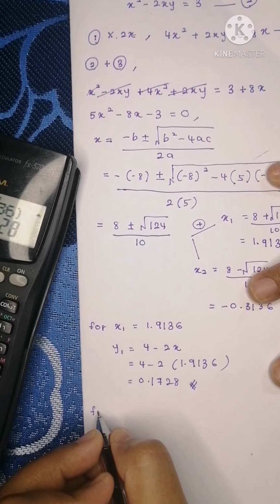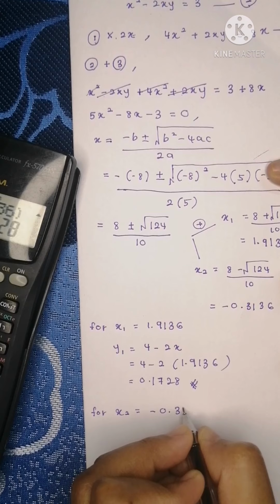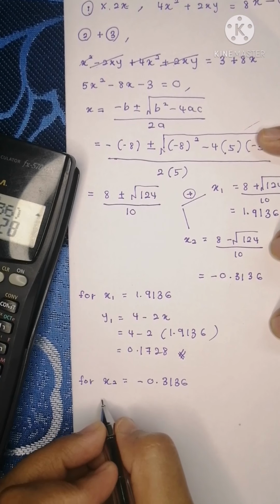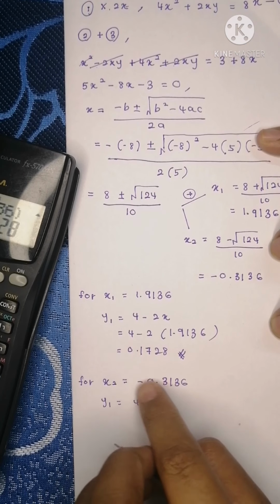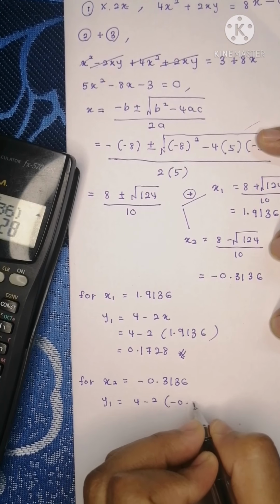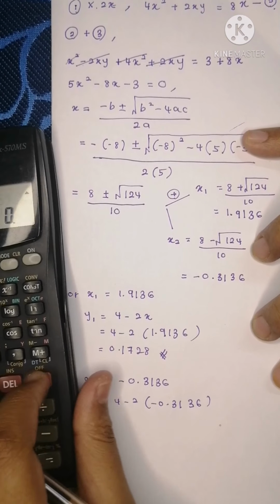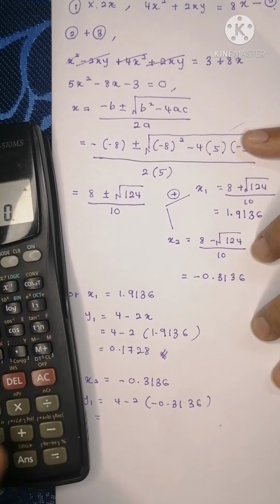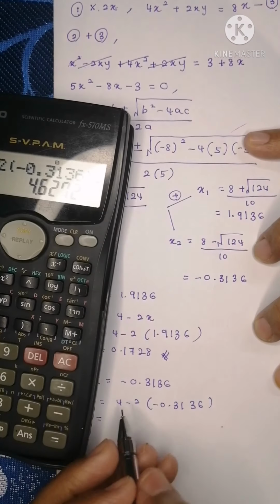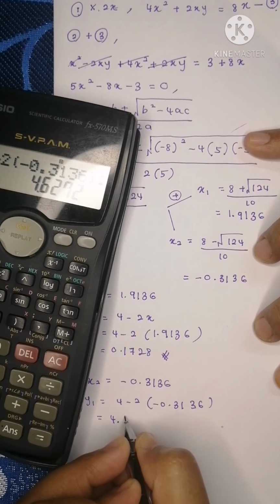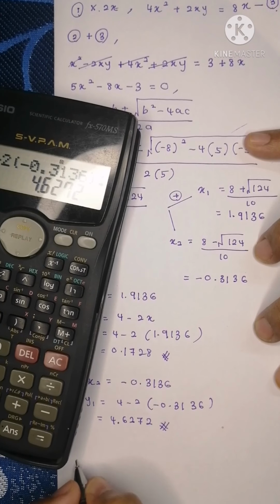Now for x2, the answer is negative 0.3136. And then y2 is 4 minus 2x, right? So x is substituted with this value, negative 0.3136. Key in your calculator 4 minus 2 times negative 0.3136. Then you will get the answer 4.6272. So that's it. This is the solution.